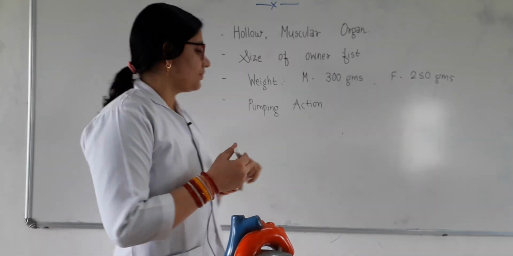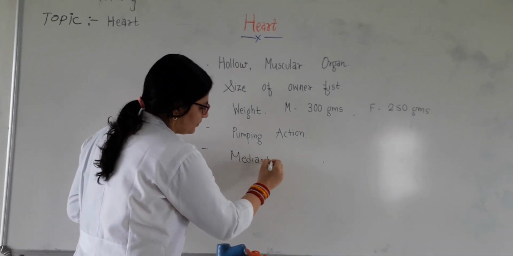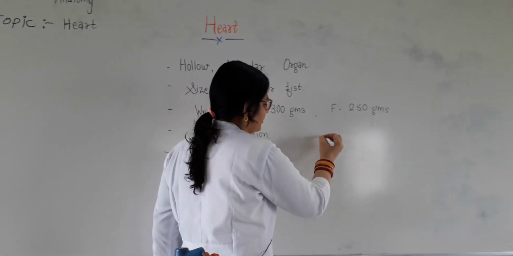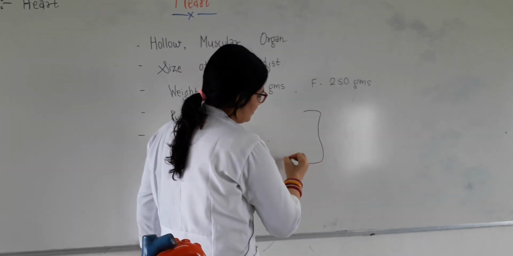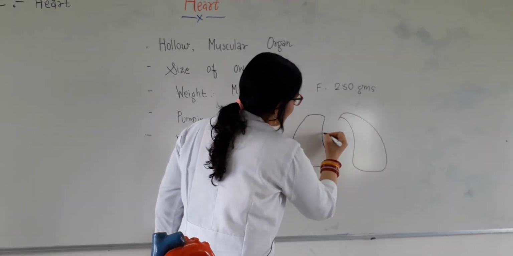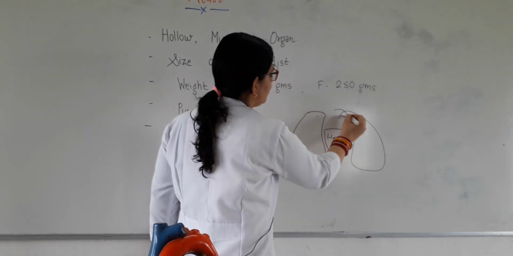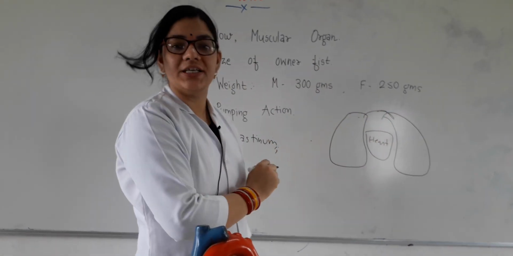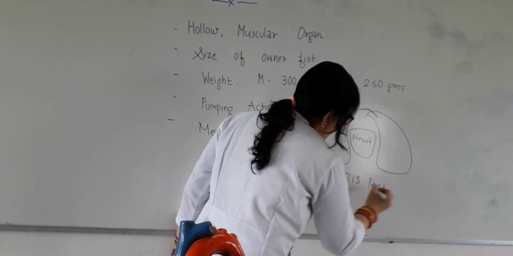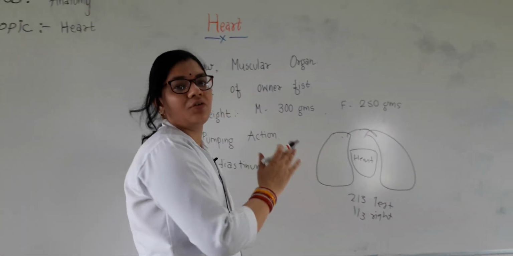Apart from that, the location is the mediastinum. So it is located in the mediastinum. As you can see, this is our lungs. In between the lungs it is situated. That's why this space between the two lungs is known as the mediastinum. Two-thirds of the heart is on the left side while one-third is on the right side. So that is the location of the heart.